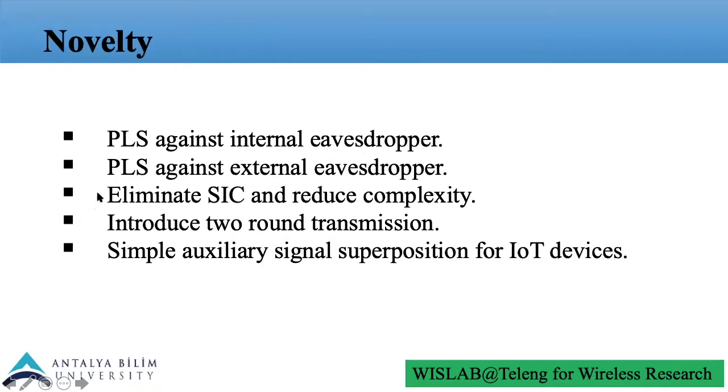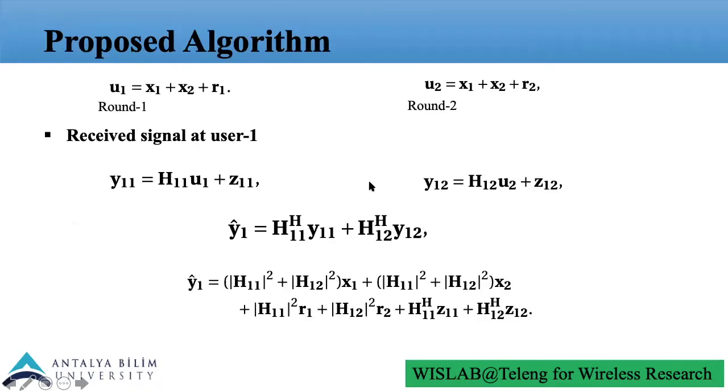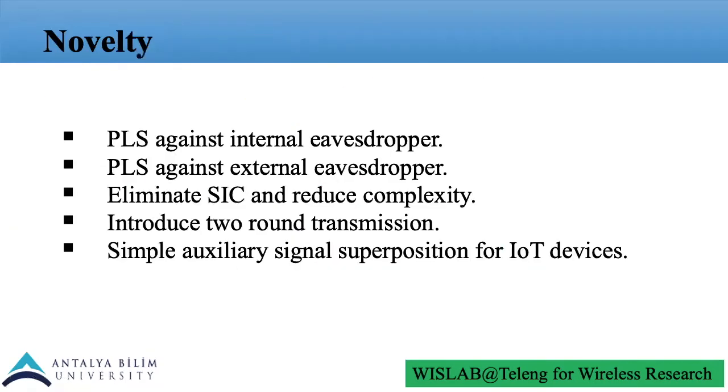So let's talk about the novelty of this particular system. What are we basically introducing in this system? What is really good about this system that you're proposing? We have physical layer security against internal eavesdropper, first of all. And then we also have physical layer security against external eavesdropper. And then we have eliminated signal interference cancellation, which reduces complexity.